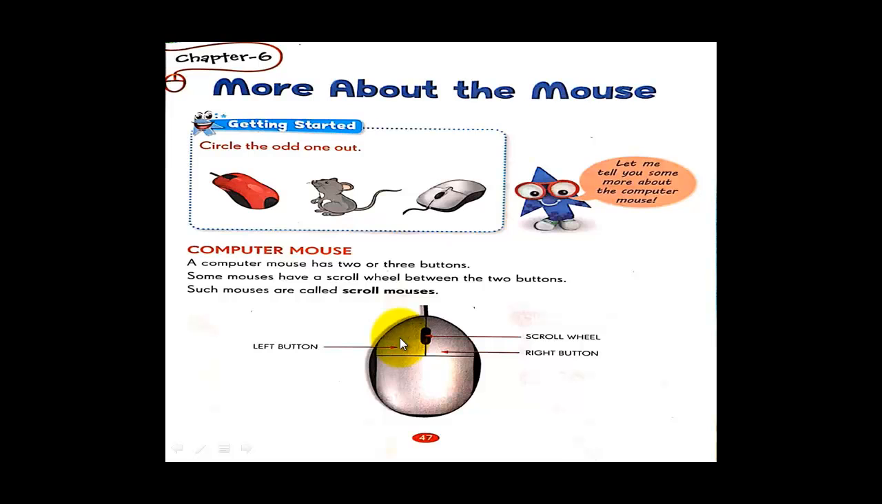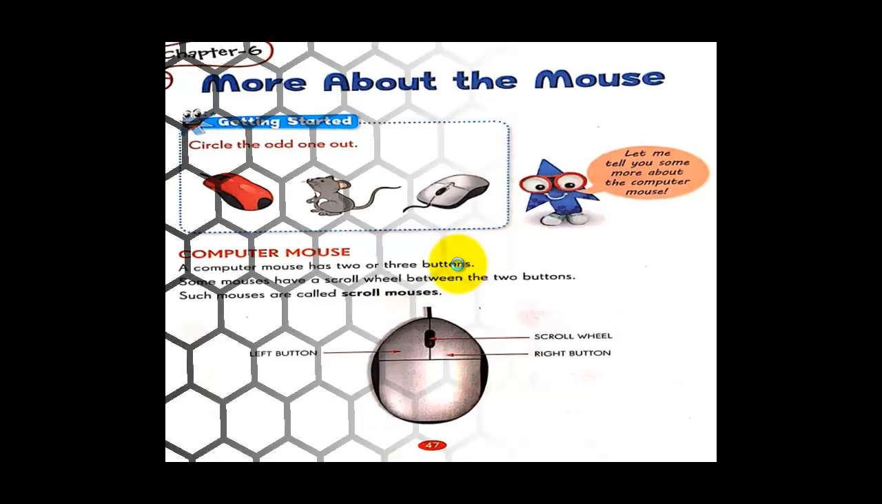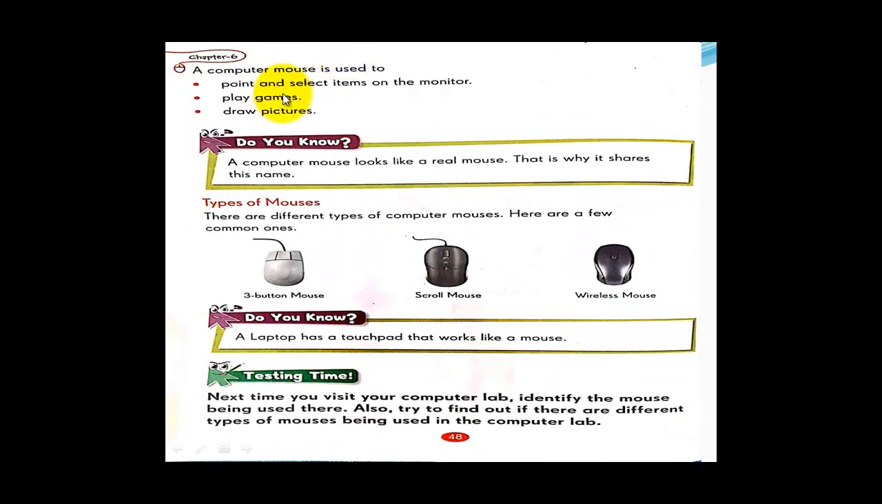Because it has a scroll wheel. This is known as the scroll wheel. The left one is the left button, the right one is known as the right button. Okay, a computer mouse has 2 buttons or 3 buttons. And after that, what we have studied is the functions of the mouse.